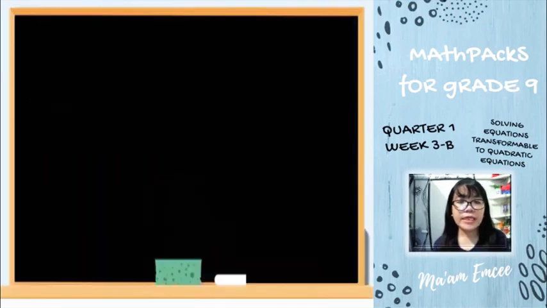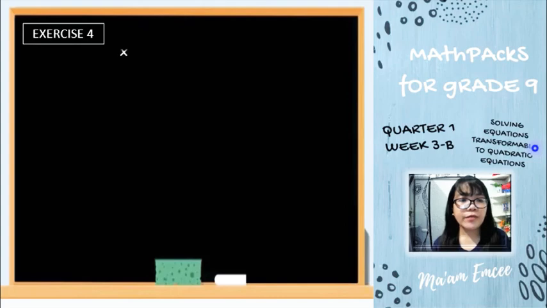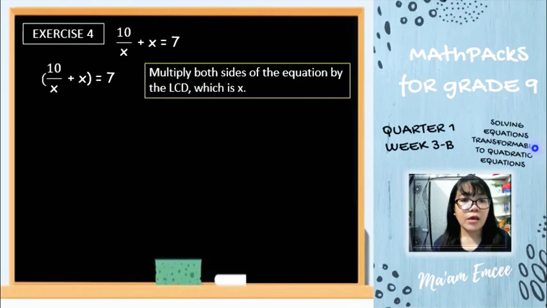Now let us have exercise number 4. So we have here 10 over x plus x is equal to 7. So the LCD for this particular equation is x because we only have one denominator. So we multiply both sides of the equation by the LCD, which is x. So we multiply the left side of the equation by x and the right side by x.